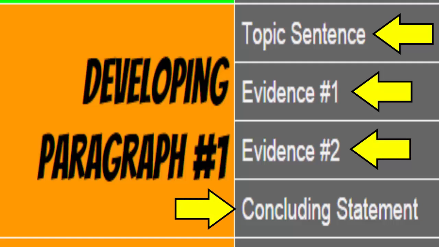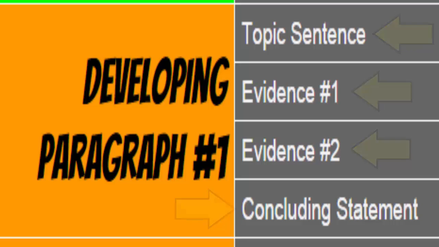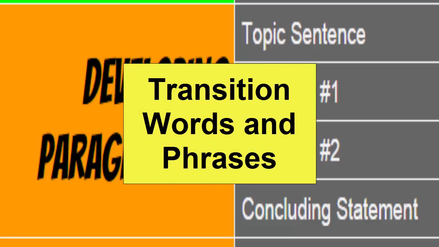But we must talk about something else. If there are 4 parts to your developing paragraph, those parts must be glued together with transition words and phrases. You can find lists of transition words and phrases on the internet, or perhaps your teacher has given you a list of those. Make sure that between each piece of evidence, you provide some sort of transition.